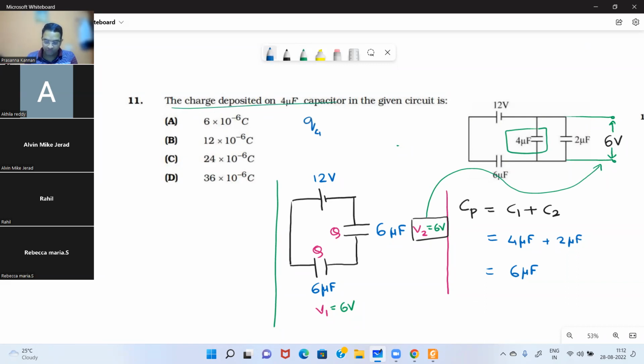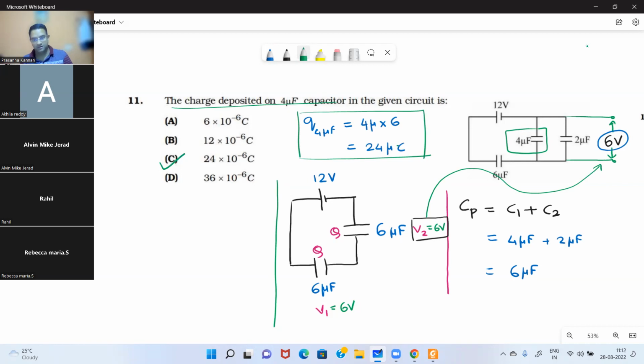So the charge on the 4 microfarad capacitor, Q is equal to CV, we already know that. What is the capacitance? 4 microfarad. And what is the voltage? 6 volts. Therefore, the charge on the 4 microfarad capacitance is going to be 24 microcoulomb. So the right answer is the third option. Is it clear, everyone? Yes, sir.